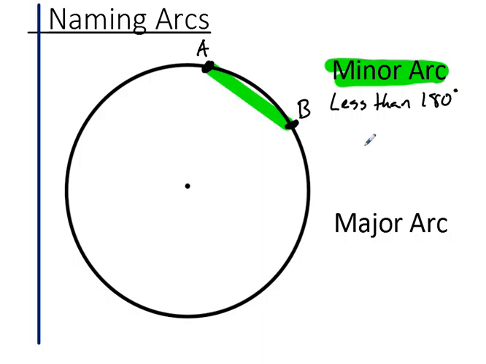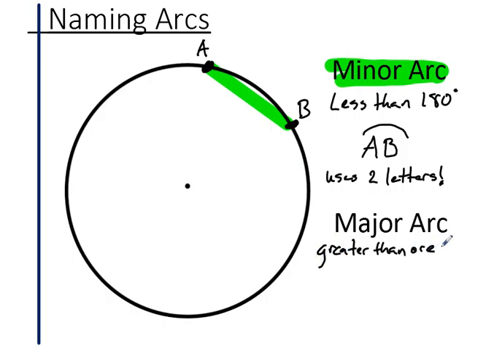We name an arc kind of like how we name a line segment. We write down the two letters that make up the distance between the 2 points, and then we put this arcing symbol above it. This says the arc of AB. Minor arcs always only use 2 letters. Major arcs are arcs that are greater than or equal to 180 degrees.